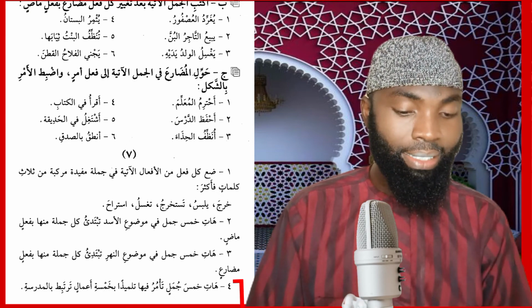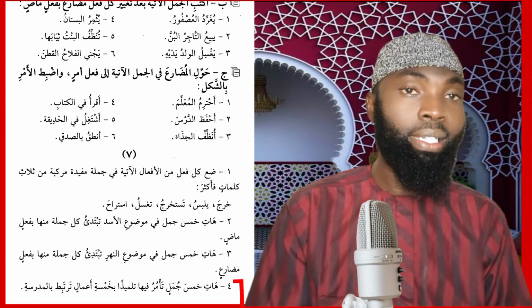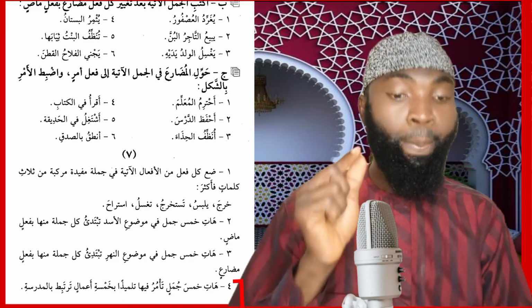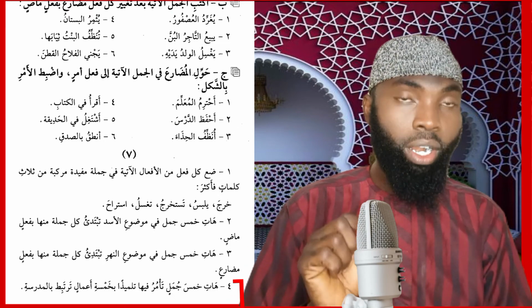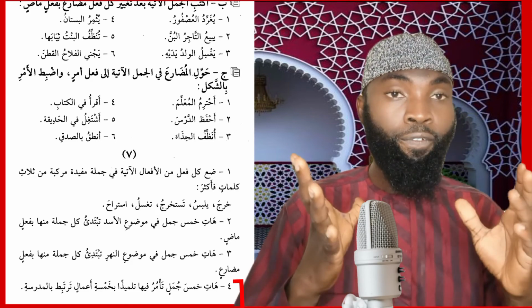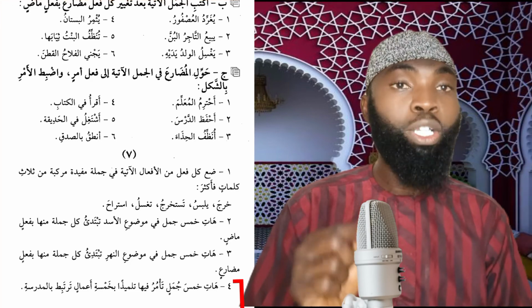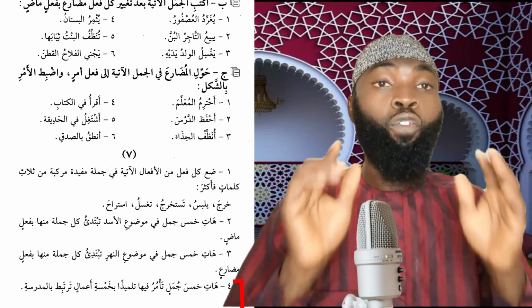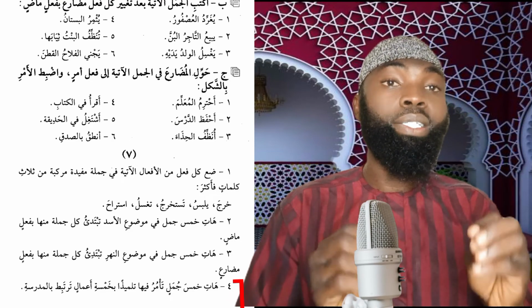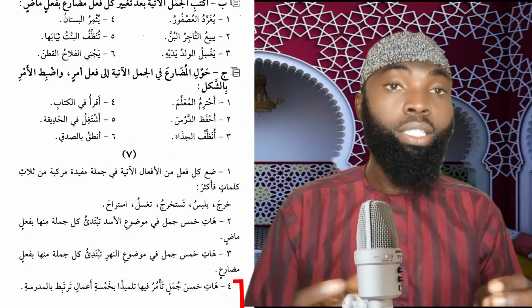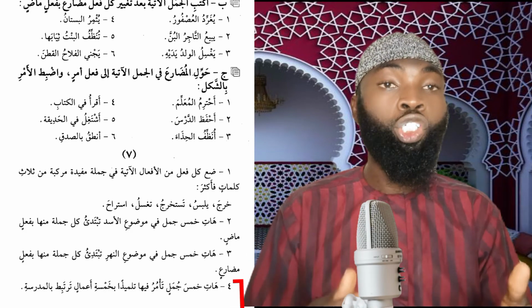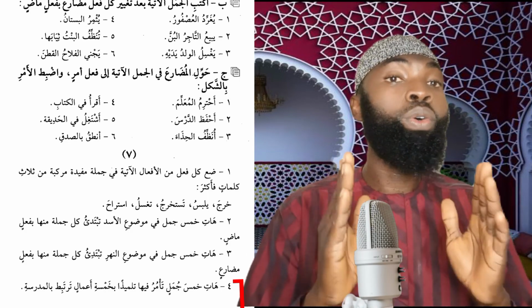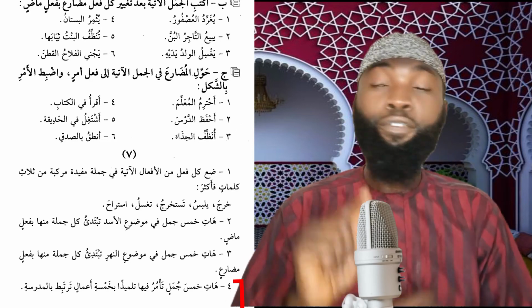Lastly, to finalize, the instruction says هاتي خمس جمل. Form 5 sentences. تأمر فيها تلميذا بخمسة أعمال ترتبط بالمدرسة. You are commanding or ordering a pupil to do 5 actions that are connected to the school. You have to form 5 sentences. Let's go on and form these.